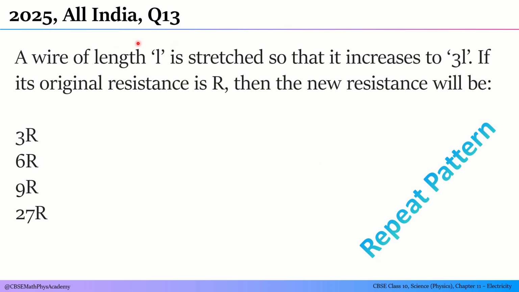So this is the 2025 All India paper. The wire of length L is stretched so that its length becomes 3 times longer. If its original resistance is R, then what is the new resistance of the stretched wire? We have four options: 3R, 6R, 9R and 27R.